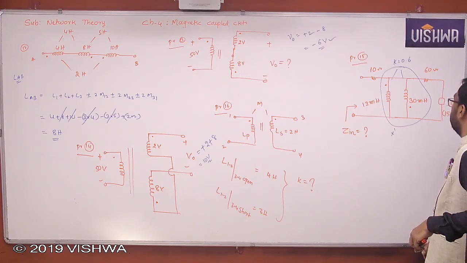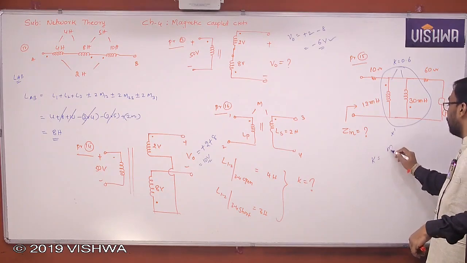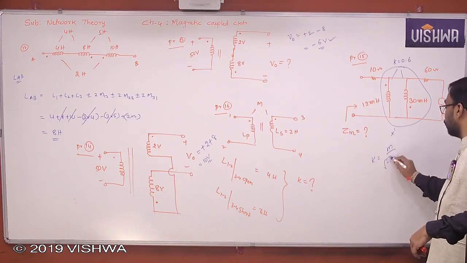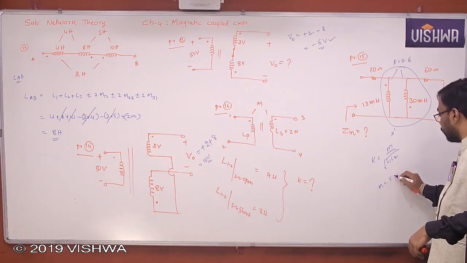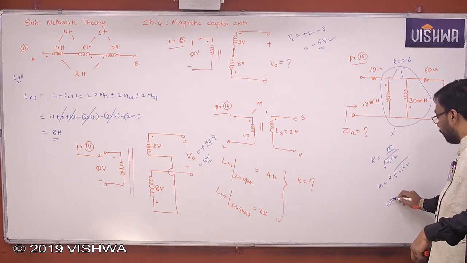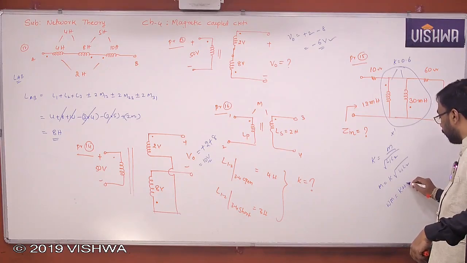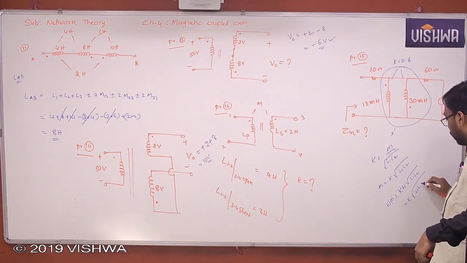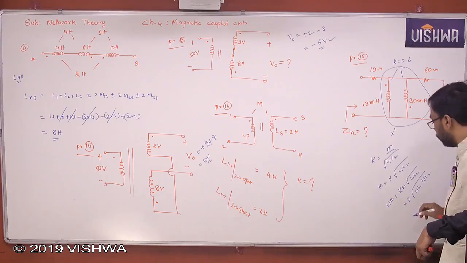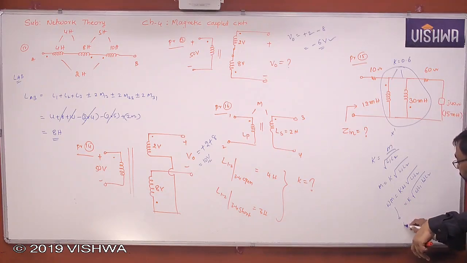Now, you see, K is equal to M by root of L1 L2. Yes or no, all of you? Or else M is equal to K times root L1 L2. Here I apply omega: omega M is equal to K times omega root L1 L2, that is K times root of omega L1 into omega L2. So what do you get here? This is nothing but Xm. This is nothing but root of XL1 into XL2. I hope you understand this point.